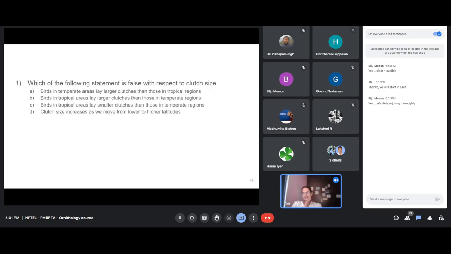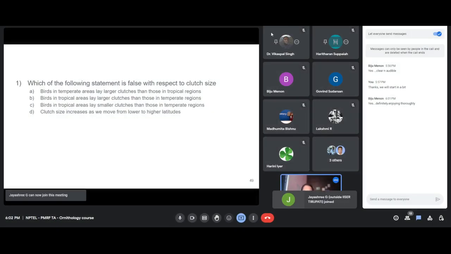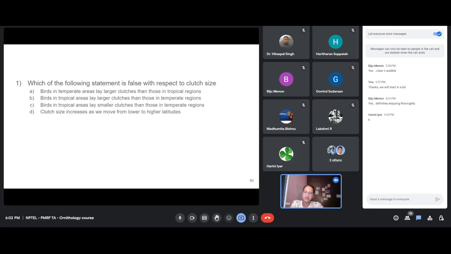All right. So, for the first question, which of the following statements is false with respect to clutch size? Birds in temperate areas lay larger clutches than those in tropical regions. Birds in tropical areas lay larger clutches than those in temperate regions. Birds in tropical areas lay smaller clutches than those in temperate regions. Clutch size increases as we move from lower to higher latitudes.